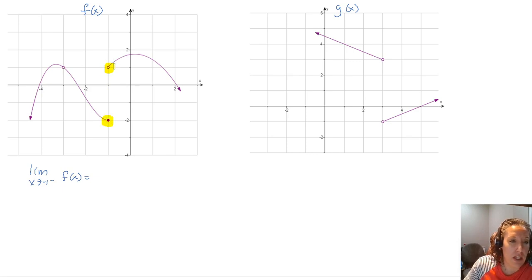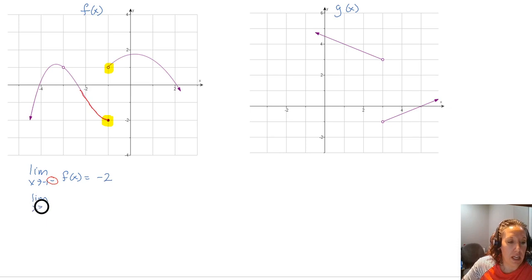Our graph actually is two different pieces. What we're going to do is, if we're approaching it from the left, or from the negative side, look at our graph as we're coming to the left of that point. So just travel along your graph there. What is happening to the y value? As we get closer and closer to the x value of -1, our y value is getting closer and closer to a y value of -2.